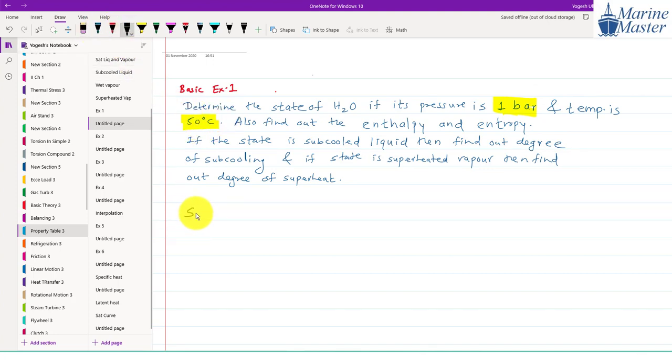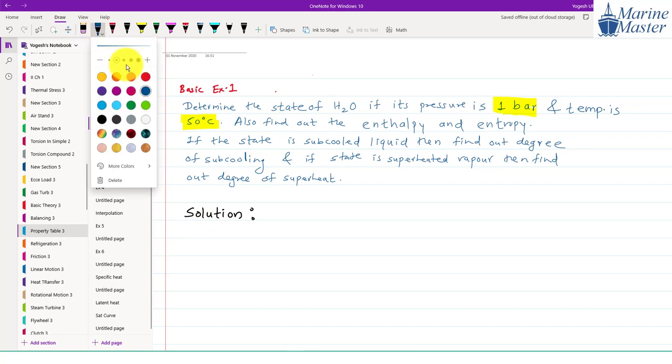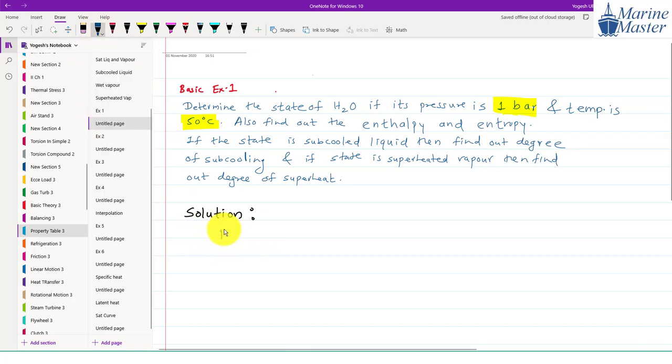So before going further, I am going to start writing down the given things. For H2O, the pressure they have given us is 1 bar, and the temperature is 50 degrees Celsius. And for this situation, we have to find out its state. What is the meaning of the word state, guys?